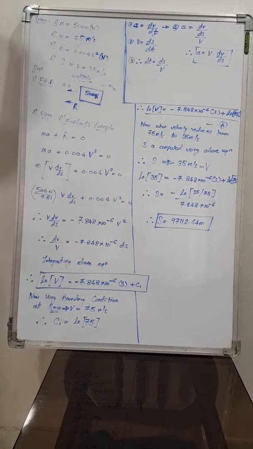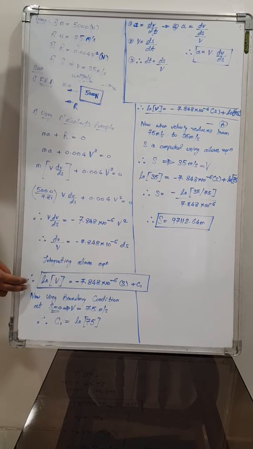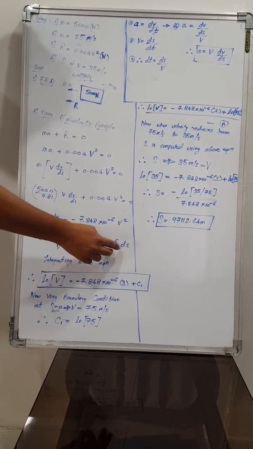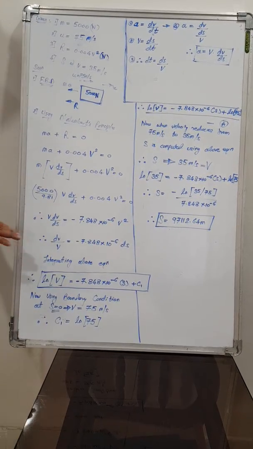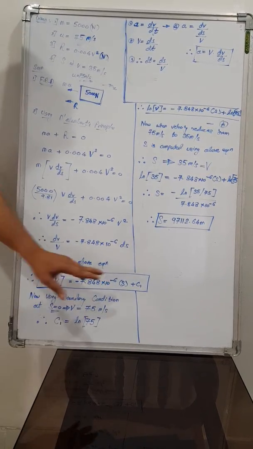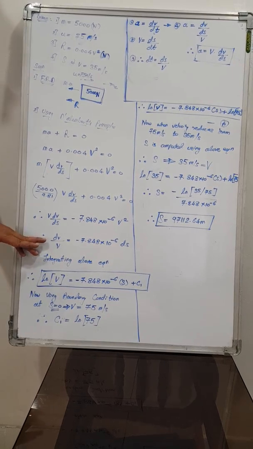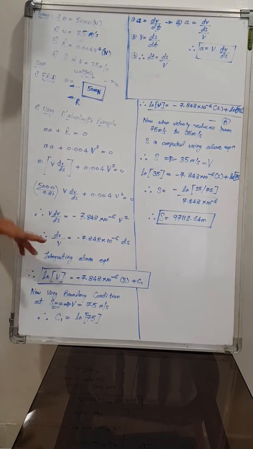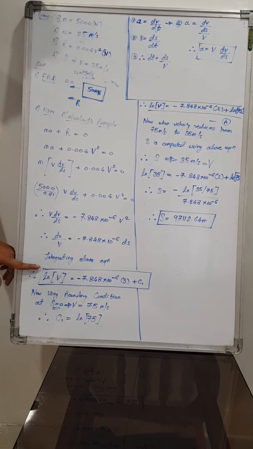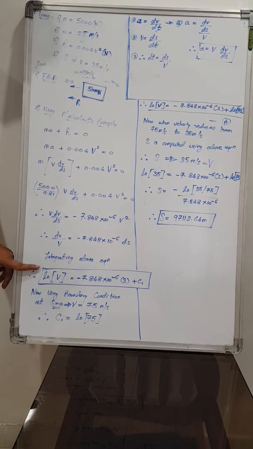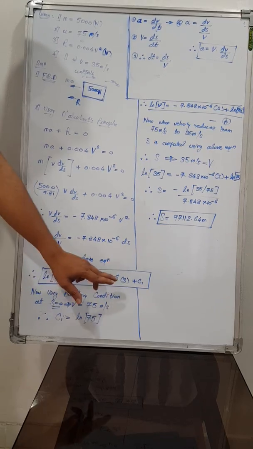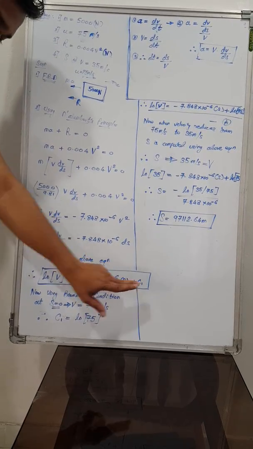Same way substituted. From that we get an equation, that is dv upon v is equal to minus 7.848 into 10 raised to minus 6 ds. You can check this answer. Now from this we have to integrate it to get an equation, and this is what our equation looks like. As we know, integration of dv upon v is log v, but remember it is natural log, therefore I have written it as ln. So in the calculator use ln and not log. Okay, so ln v is equal to minus 7.848 into 10 raised to minus 6 s, the displacement, plus c1.